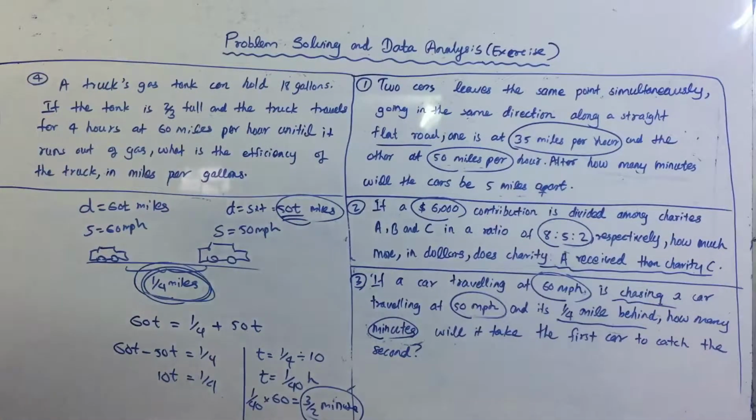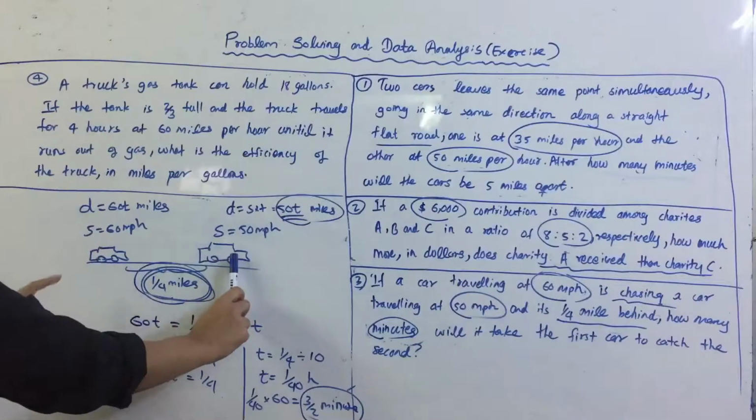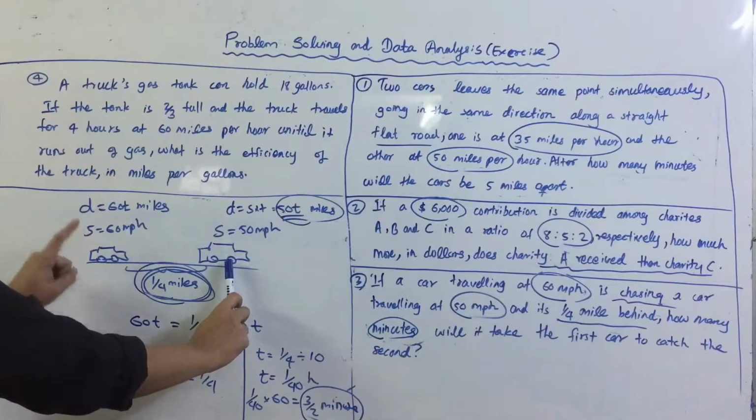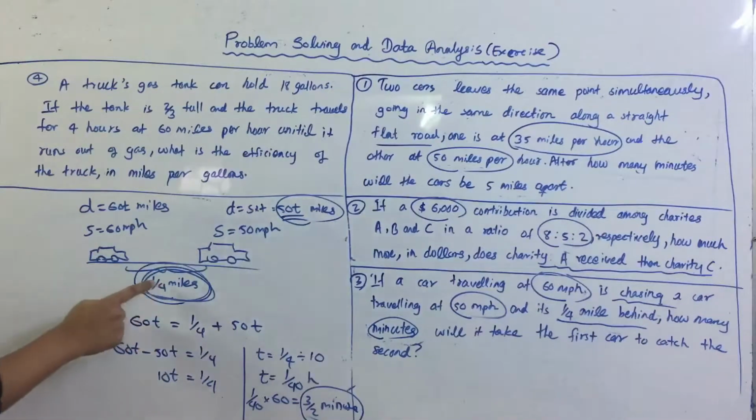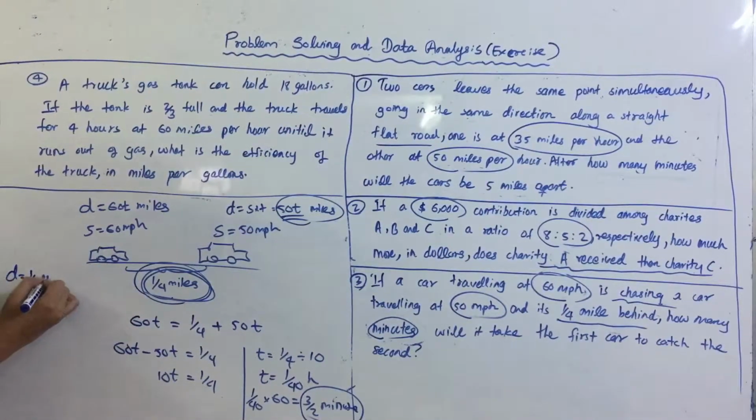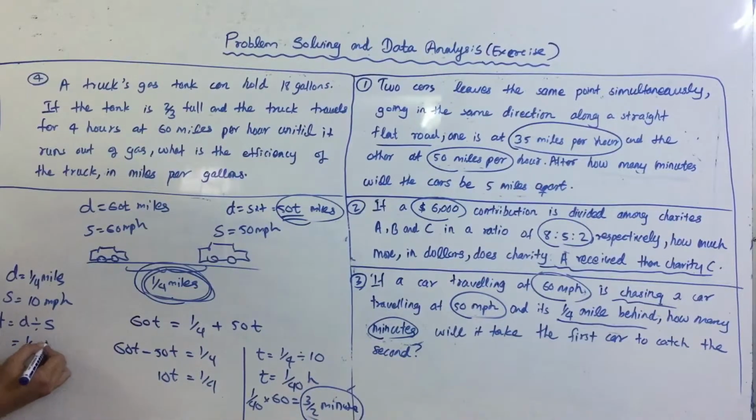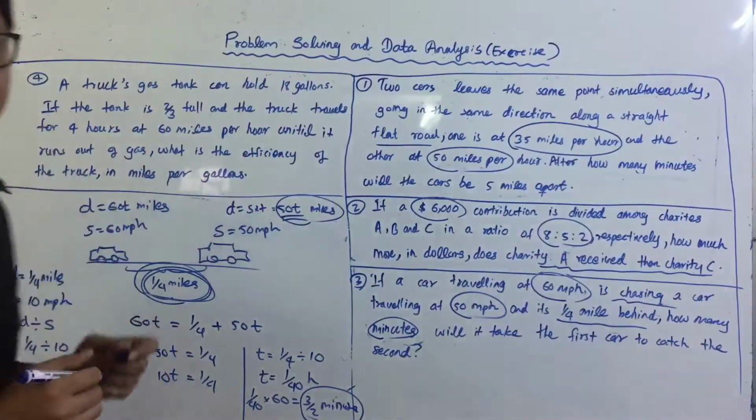Another way to look at it is that this car appears to be coming at 10 miles per hour. Okay, so 10 miles per hour over a distance of 1/4 mile. Distance is 1/4 mile, and speed is 10 miles per hour. So the time is distance divided by speed. You get the same answer, 1.5 minutes. This is another way to look at it. Okay, so I'm gonna explain number 4 now.